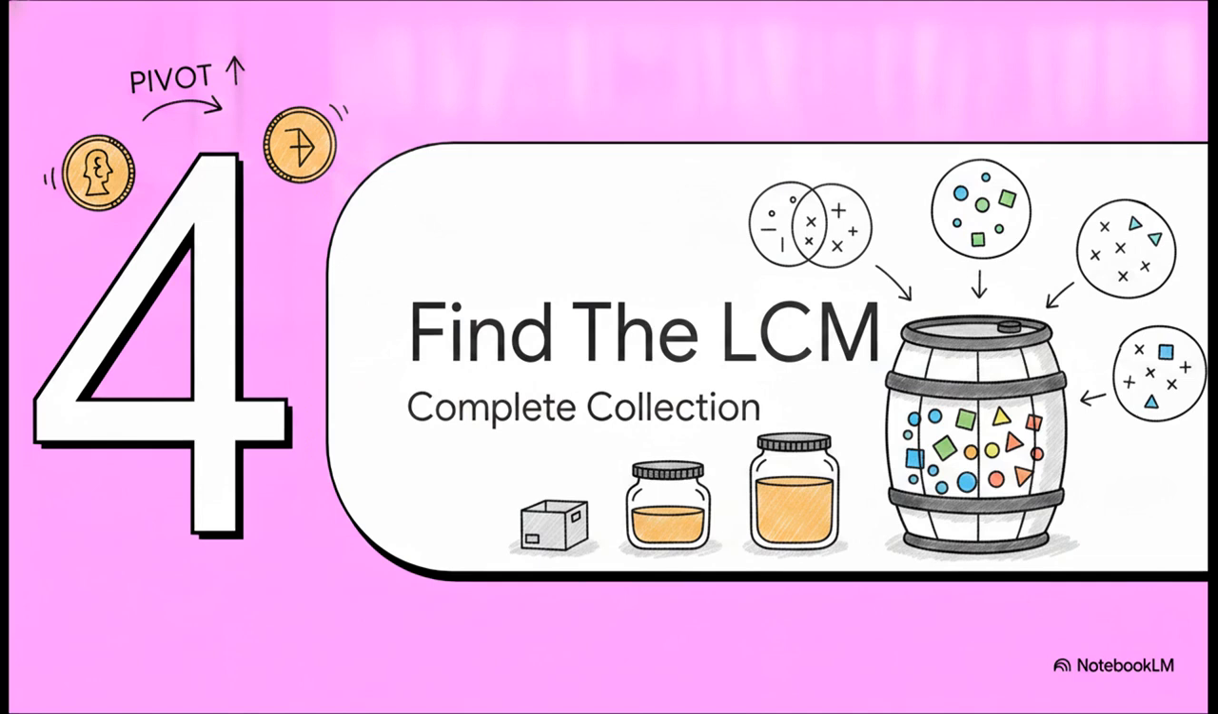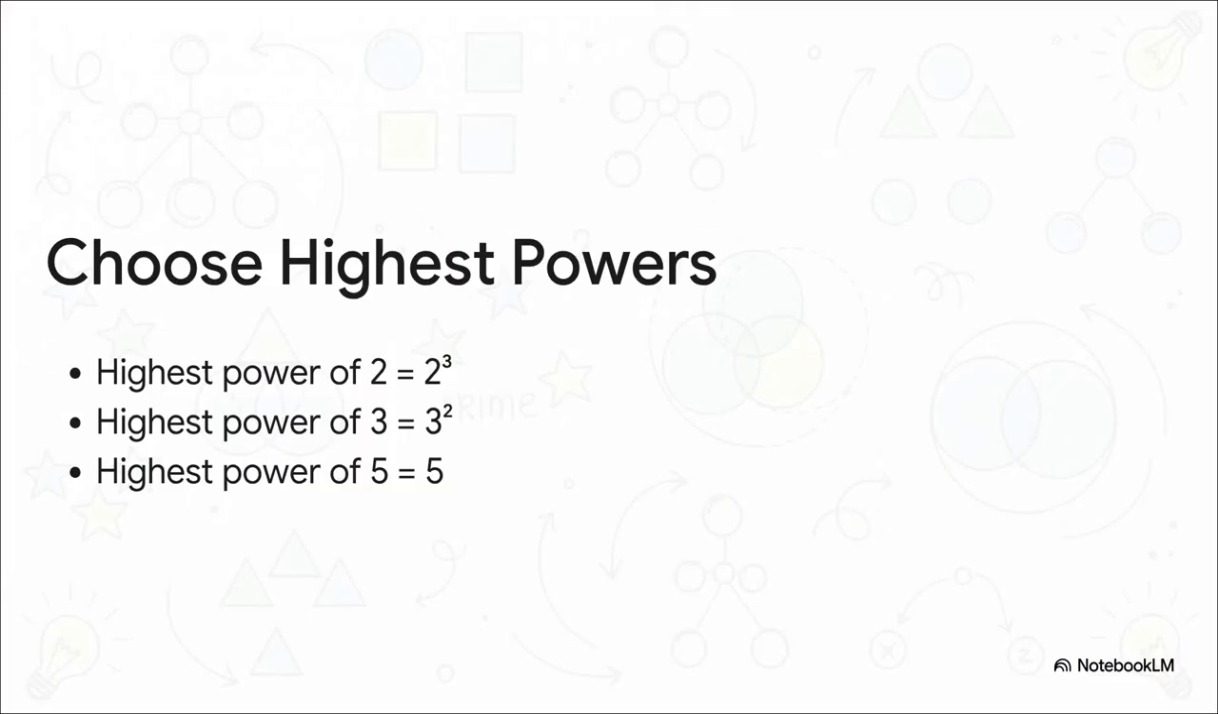Section 4, Finding the LCM, the complete collection. Now, let's pivot and look at the other side of the coin. The lowest common multiple is the smallest container that can perfectly hold multiples of 24, 36, and 60. We use the exact same factorizations we already built, but the rule flips. Instead of looking for what they strictly share, we want to gather up everything. We must identify every single prime factor present across all the numbers, and this time we take the highest power of each. Let's look back at our DNA pool.